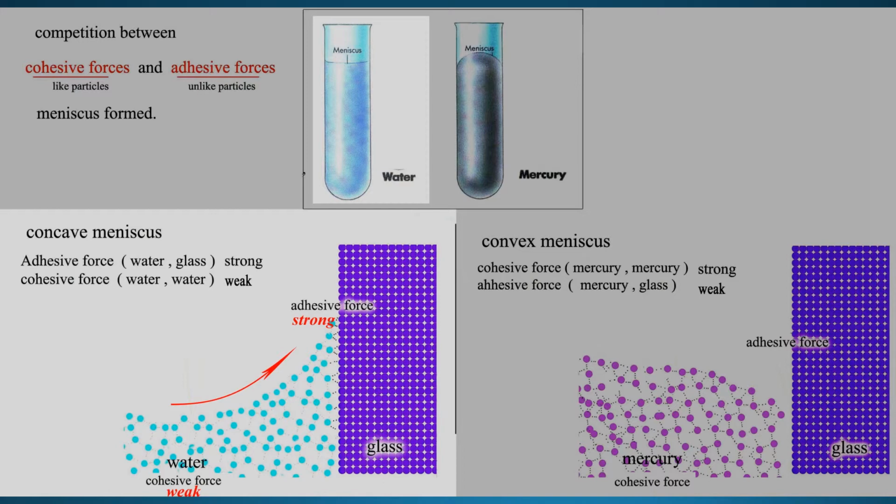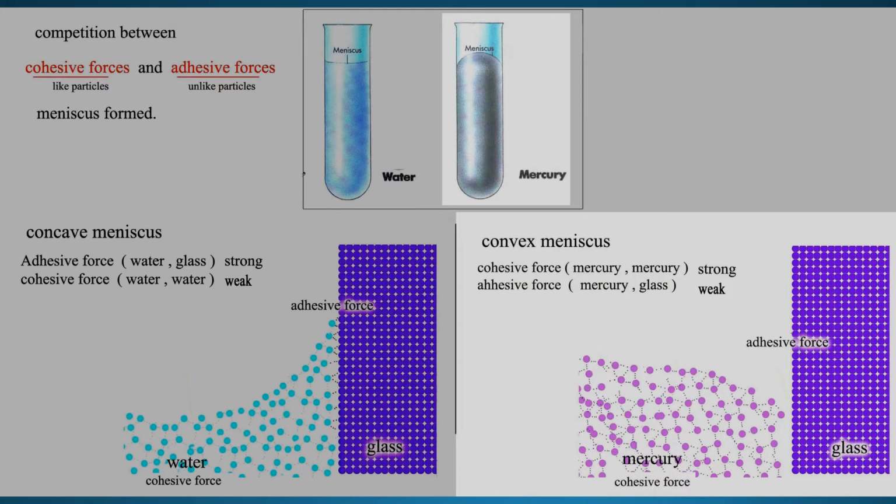Now let's take another example. You see, if you put in mercury, you will have a very different shape. Instead of a concave shape, you will have a convex shape. It will bend the opposite way, bend this way. Why would it be like that?